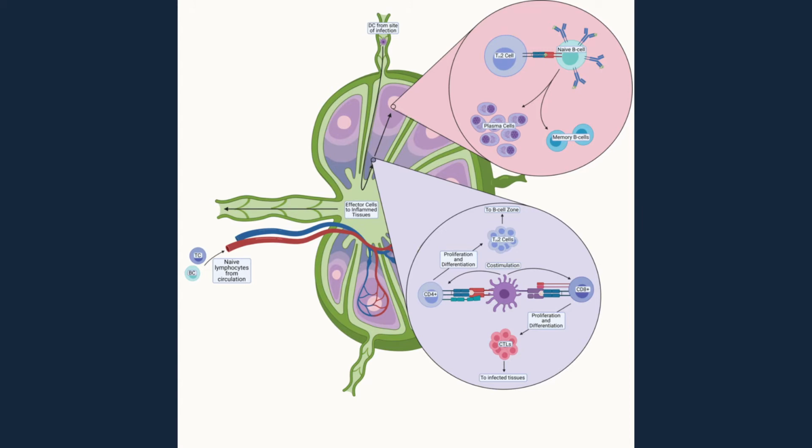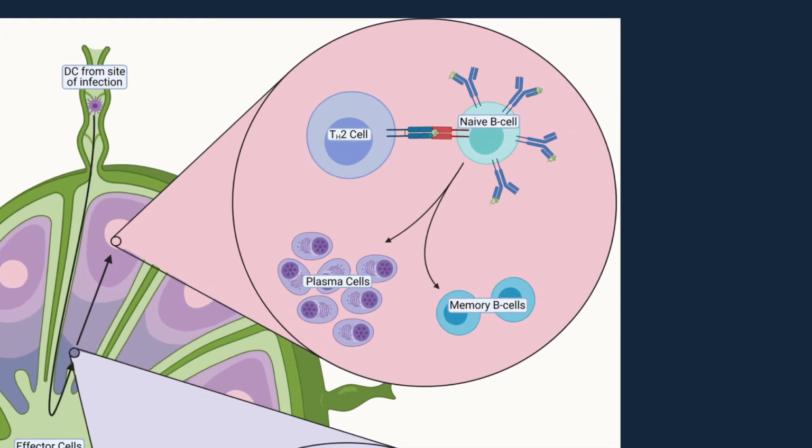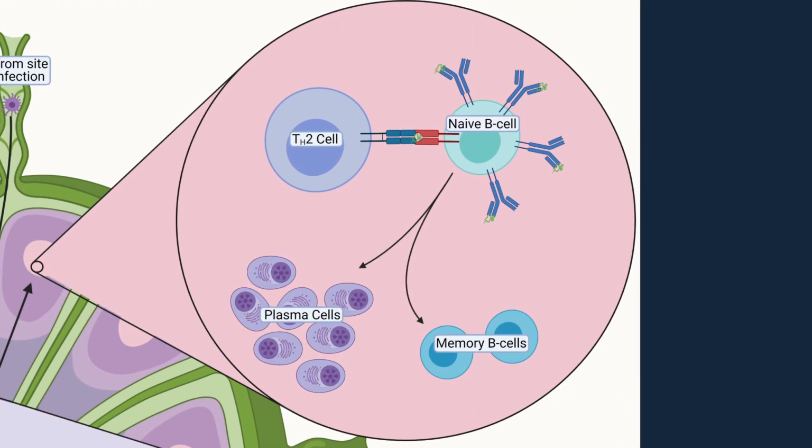The Th2 cells will progress further to the B cell zone. If a naive B cell from circulation has bound viral antigen and presented it on MHC2, then a Th2 cell will be able to bind the MHC complex with its T cell receptor. This is the secondary signal the B cell needs to become activated and begin clonal expansion.